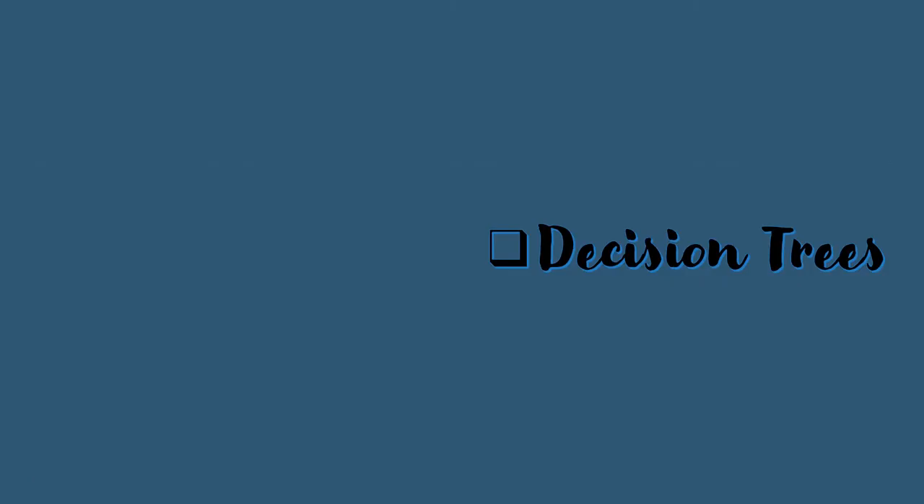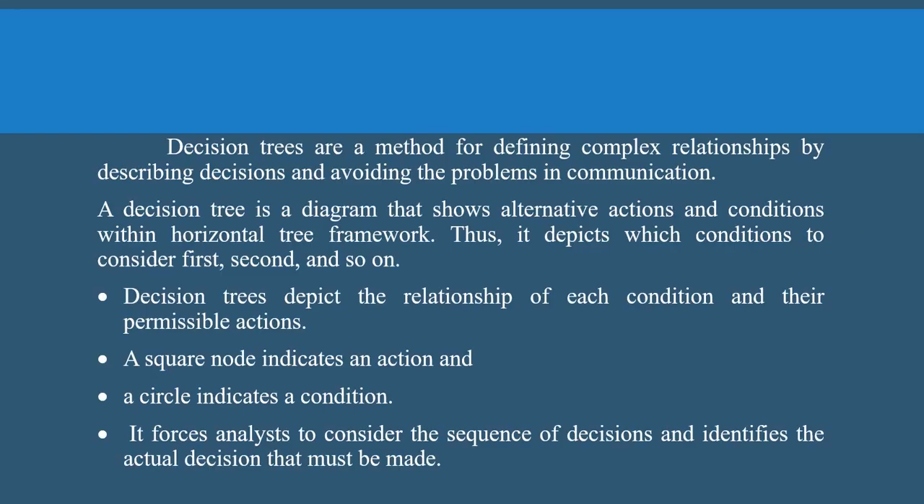Now let us move on to decision trees. Decision trees are a method for defining complex relationships by describing decisions and avoiding problems in communication. A decision tree is a diagram that shows alternative actions and conditions with a horizontal tree framework. That means it resembles the branches of a tree. Thus, it depicts which condition to consider first, second, and so on.